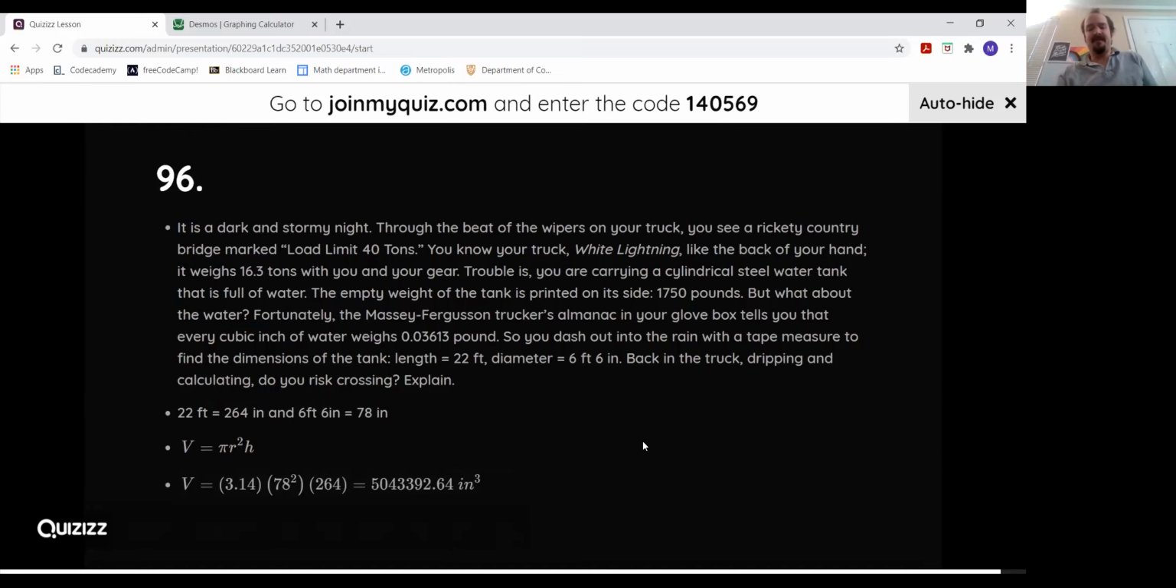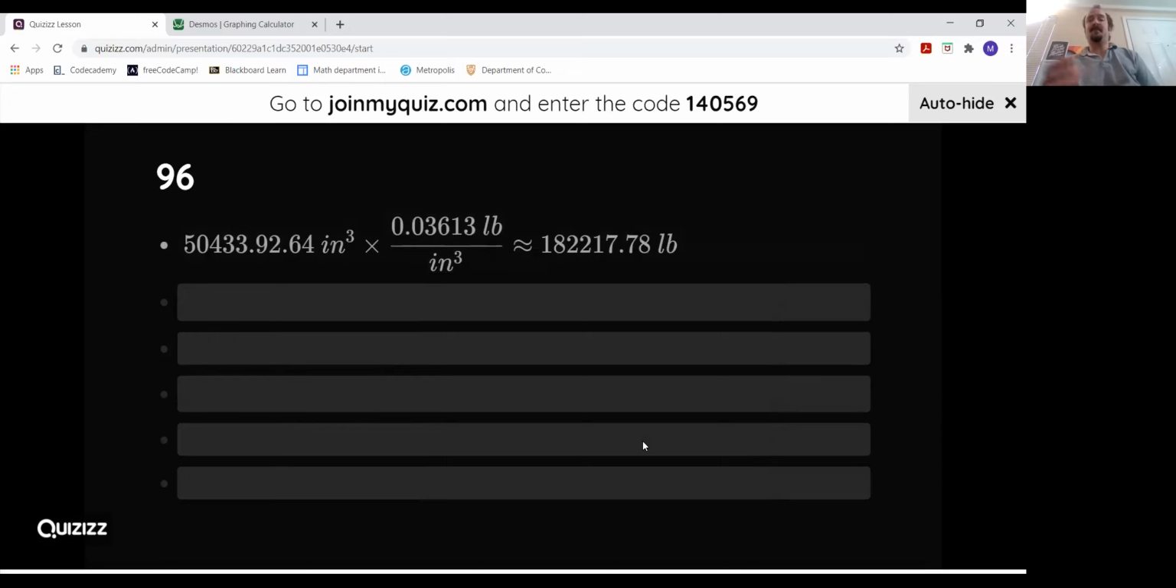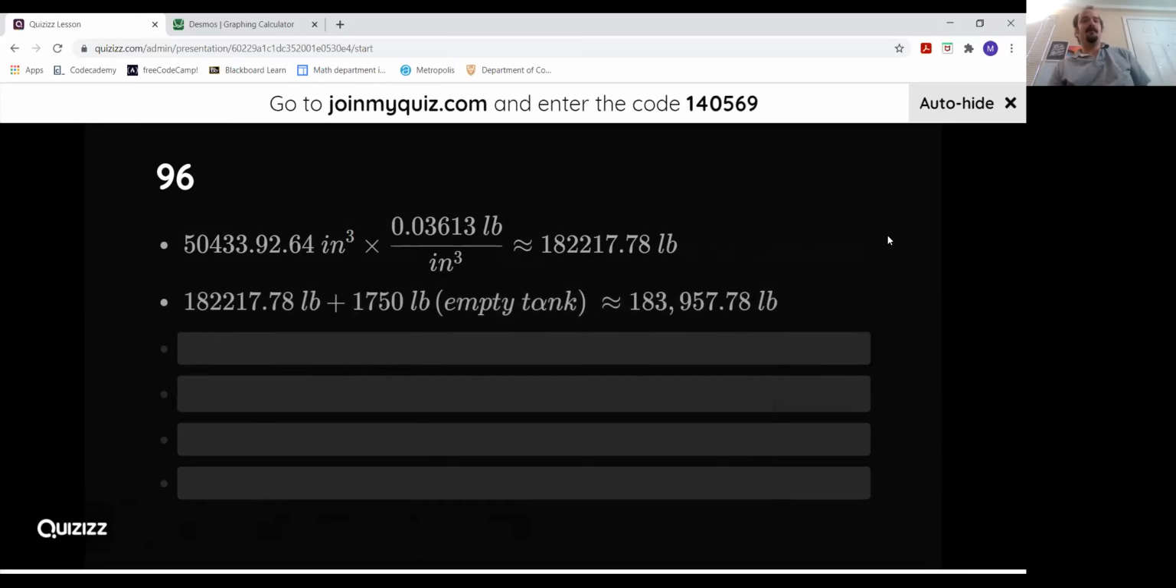If I asked you to find the volume of a cylinder, I feel like this first part should be doable. Given a height, given a radius, you should be able to find this. After this, being honest, I really feel like it belongs in the unit analysis section. So we know that water weighs this many pounds per cubic inch. So if we want to know how much the water weighs in the tank, this is how many pounds the water is going to weigh in the tank. We also have the empty tank that we're figuring in there.